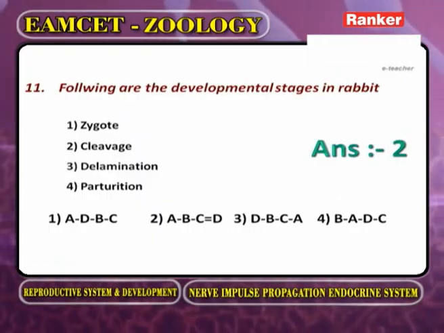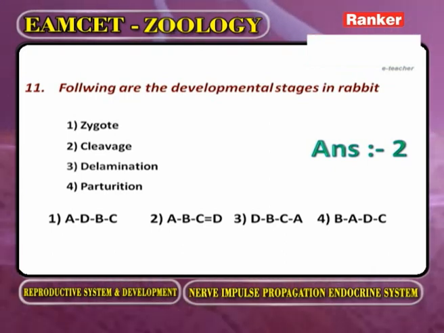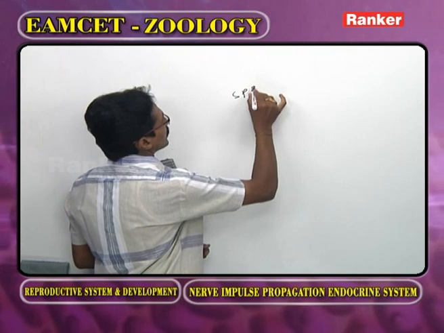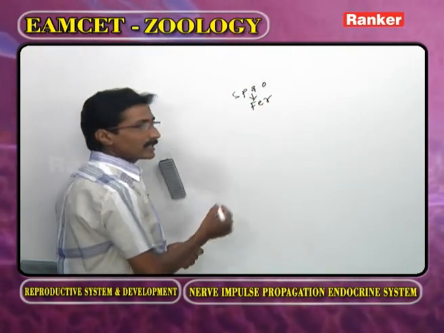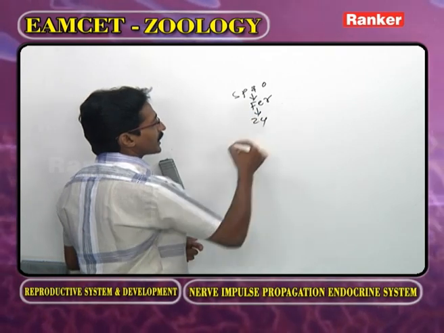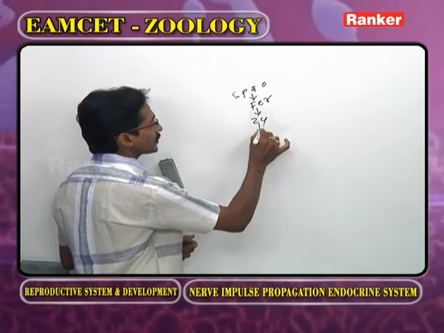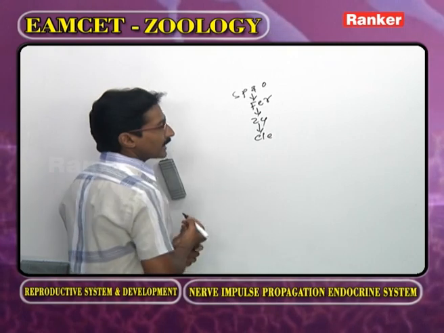Following are the developmental stages in the rabbit. Now the sperm and ovum undergo fertilization. Because of the fertilization we are getting the zygote. Now the zygote undergoes cleavages.